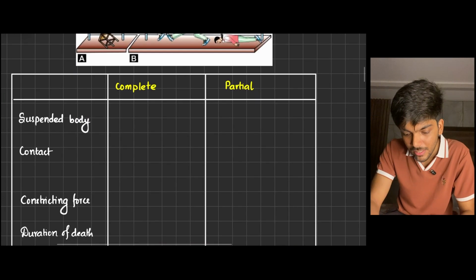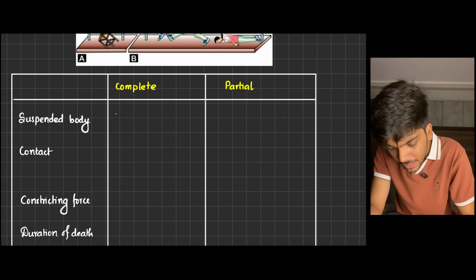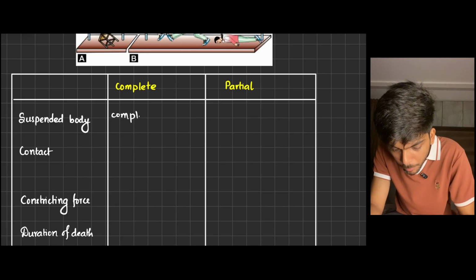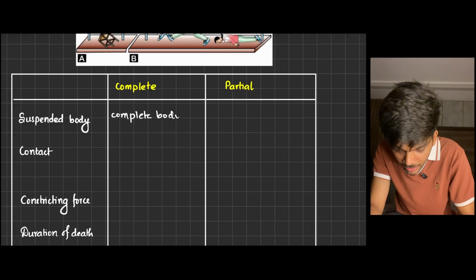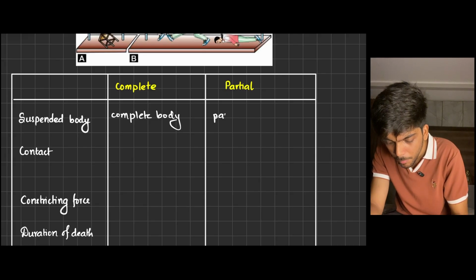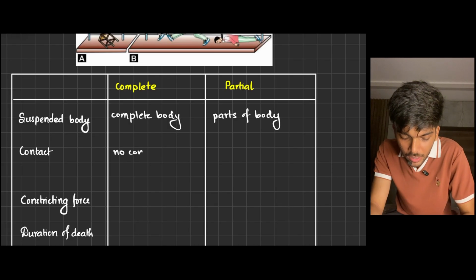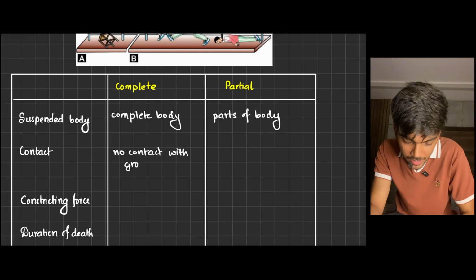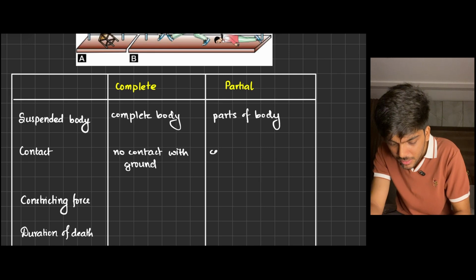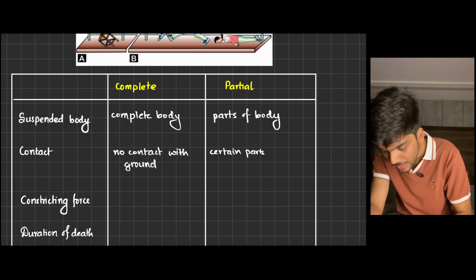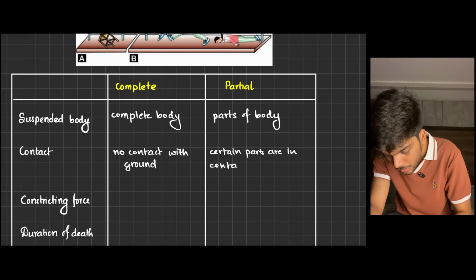The differences are, in complete hanging, it's the complete body that is suspended. In partial hanging, only parts of the body are suspended. In complete hanging, there is no contact of the body with the ground. In partial hanging, certain parts of the body are in contact with the ground.